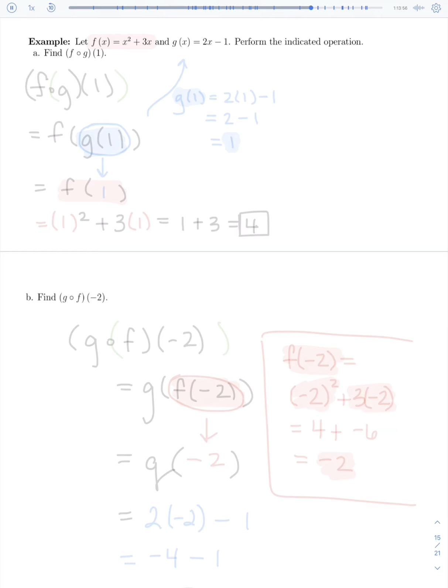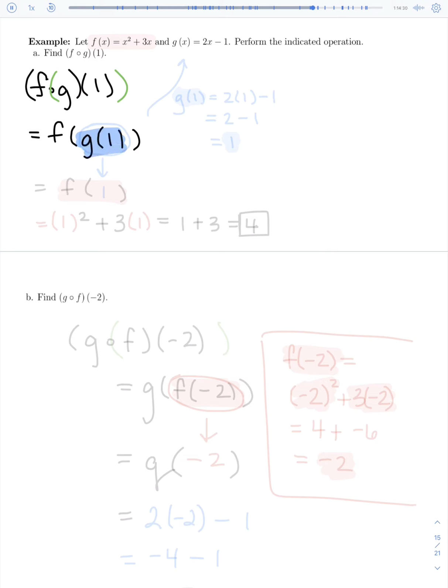On this next set of examples, we have f of x equals x squared plus 3 and g of x equals 2x minus 1. And what we're going to start out with is f of g of 1. So let's replace the notation with our parentheses instead of the little circle. So now we've got f of g of 1. So let's start out with the inside part. Let's start out with g of 1.